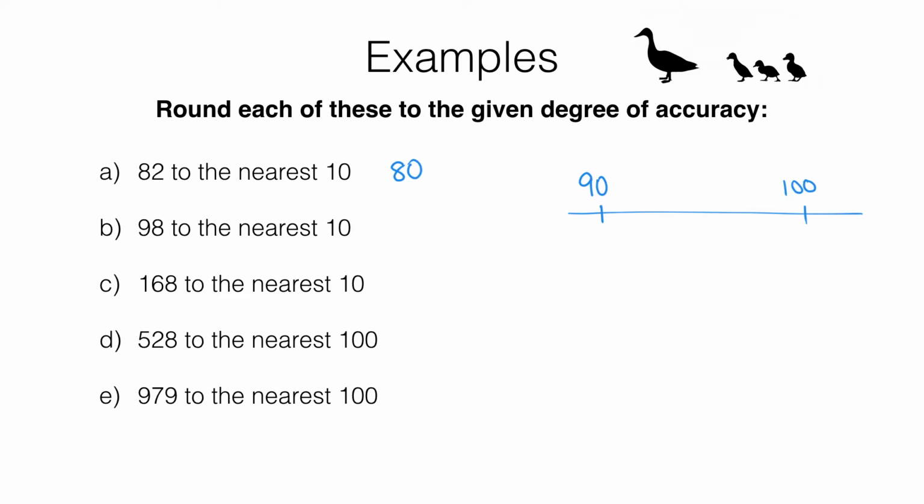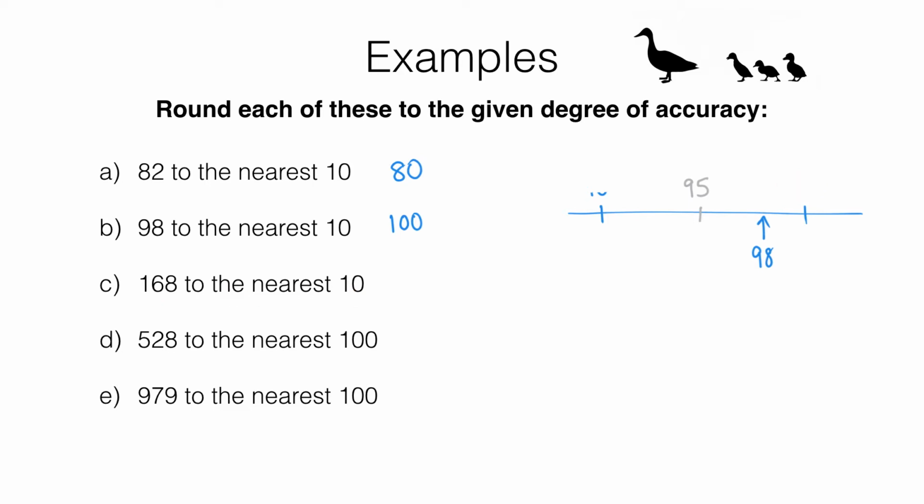Exactly halfway between those is 95. And 98 is clearly above 95, so it's somewhere around here. And we can see that that is closer to 100. So 98 rounded to the nearest 10 is 100. That's the number in the 10 times table that is closest to 98. Pause the video and have a go at part C for yourself.